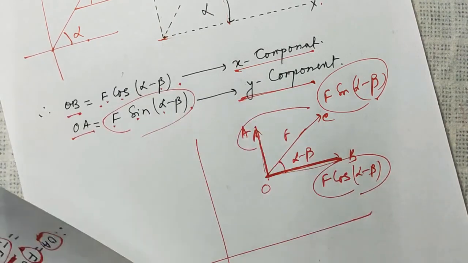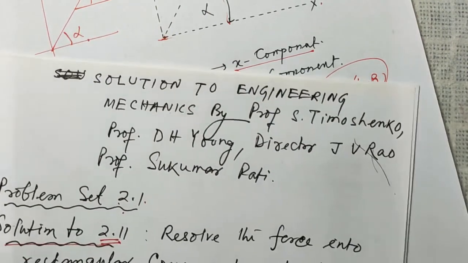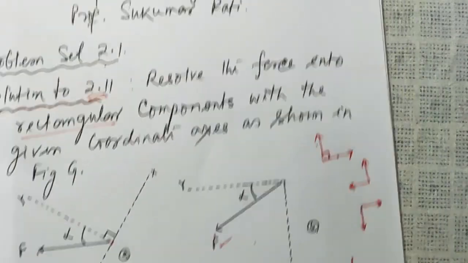So I think you are clear about how to split a given vector into two rectangular components when there are different orientations of the axis. It will be very useful for you.